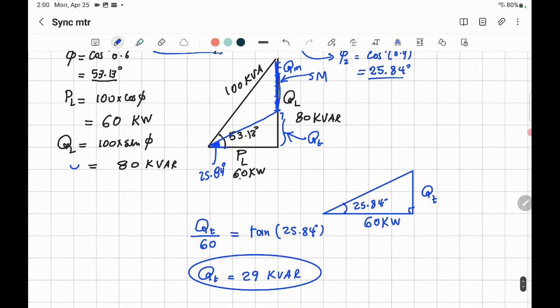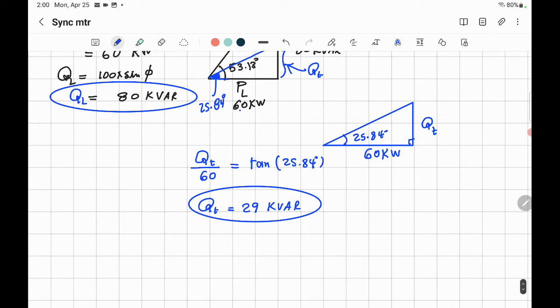And the old one, before connecting the synchronous motor, was 80. So where does the difference come from? It comes from the synchronous motor. So now we can say the reactive power supplied by the synchronous motor is equal to the difference between both, 80 minus 29. It will give 51 kVAR. So this value will be supplied by the synchronous motor or the synchronous condenser.